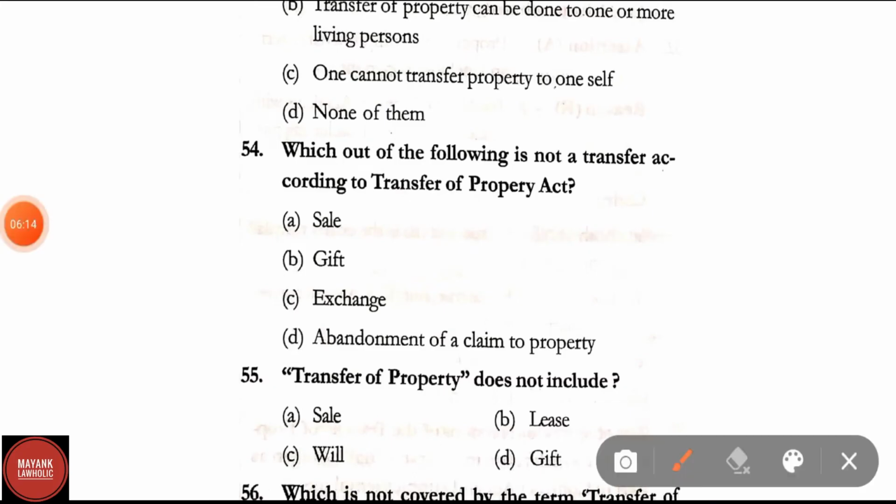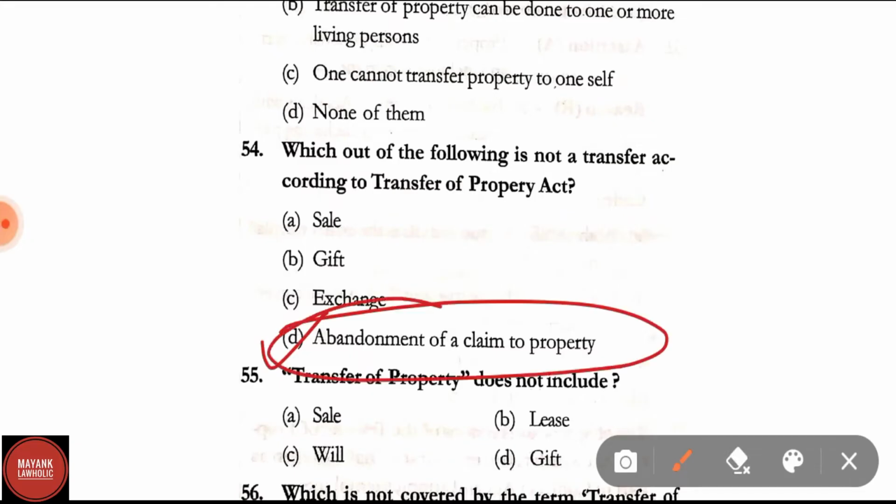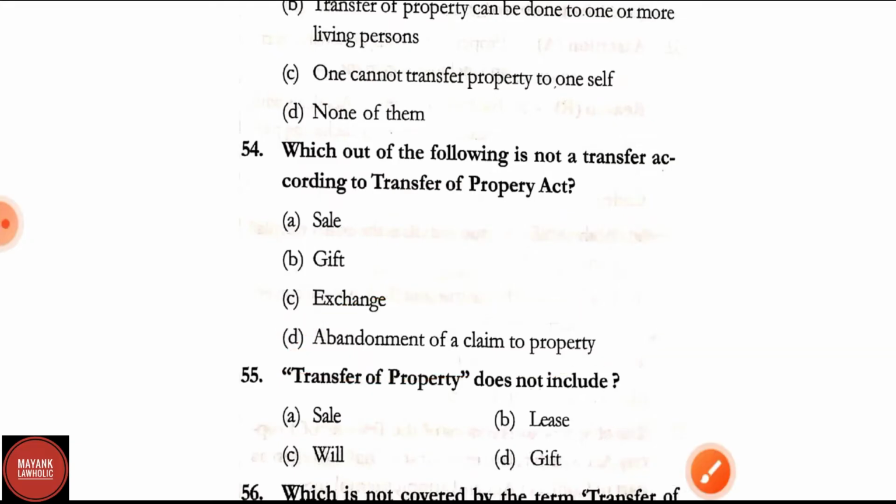Which of the following is not a transfer according to TPA? Sale, gift, exchange, abandonment of a claim to property. Here option D is the right answer. This is not a transfer according to the TPA.